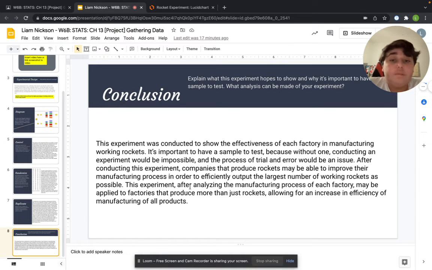After conducting this experiment, companies can now produce rockets more effectively and can efficiently output the largest number of working rockets as possible. Additionally, factories, aside from just rocket factories, can increase in efficiency for manufacturing all of their products.